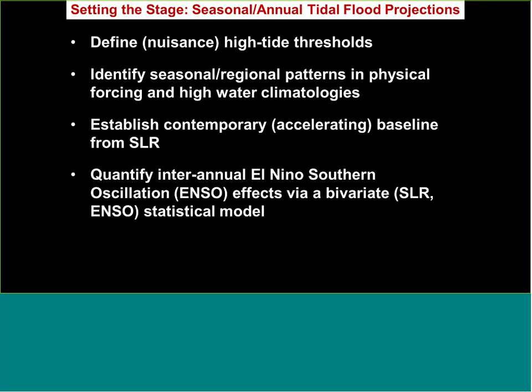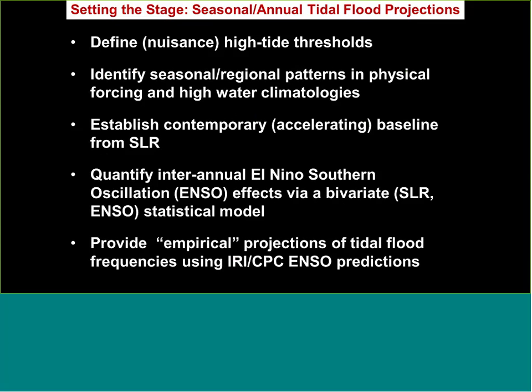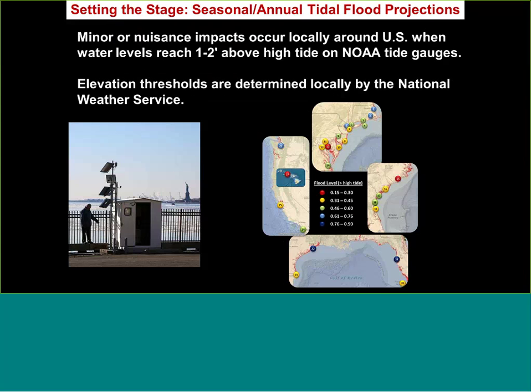We'll quantify this interannual El Nino Southern Oscillation, or ENSO, effect through a bivariate statistical model. And lastly, an empirical type projection of tidal flood frequencies, using guidance in a hybrid sense from these multi-model ensemble predictions of what the actual ENSO, or Oceanic Nino Index, strength will be to guide the historical statistical model.